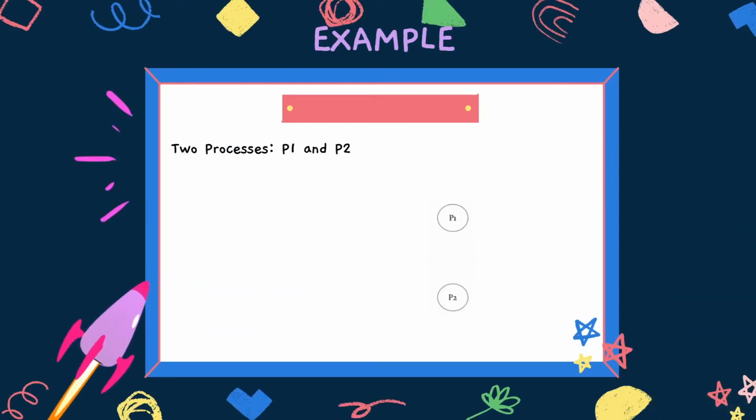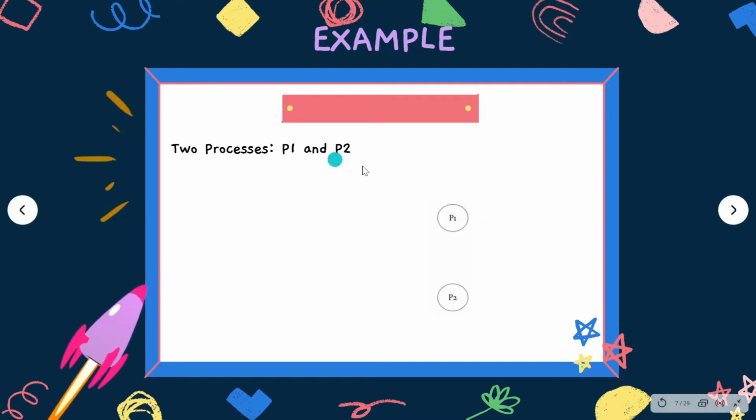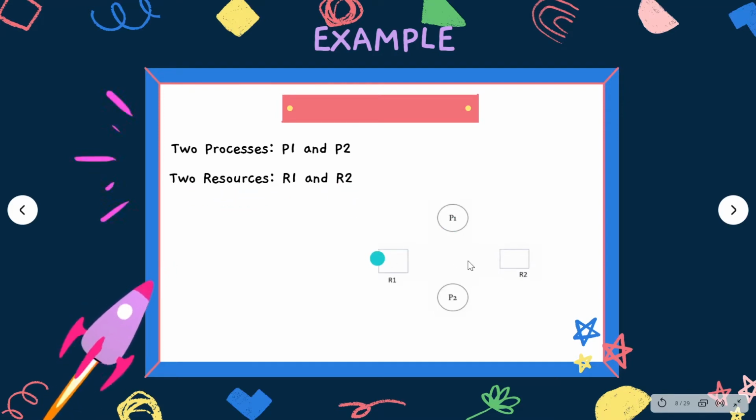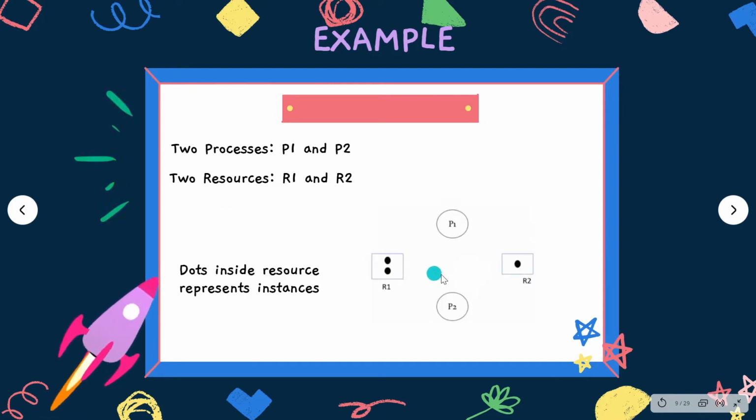Alright, so let's look at an example to understand this further. So two processes P1 and P2 are given, and then two resources R1 and R2 are here. So if we look at the dots inside the resources, these are instances of resources that are going to be called by processes later on. We'll see that.